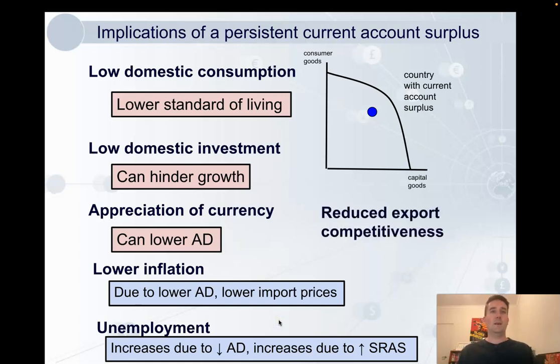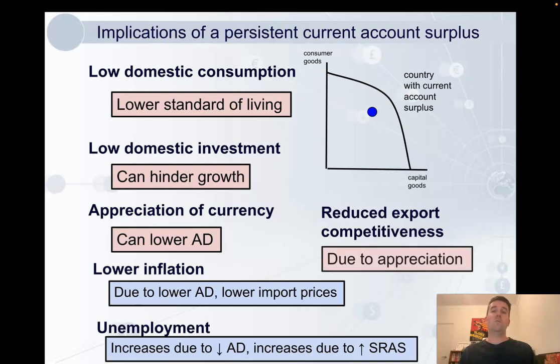And finally, we've got reduced export competitiveness. So we've seen this before. Due to the appreciation, our exports cost more to our trading partners, and therefore we don't sell as many. So that's one of the problems we get. A current account surplus will lead to an appreciating currency, which reduces the amount of exports we're really able to sell.